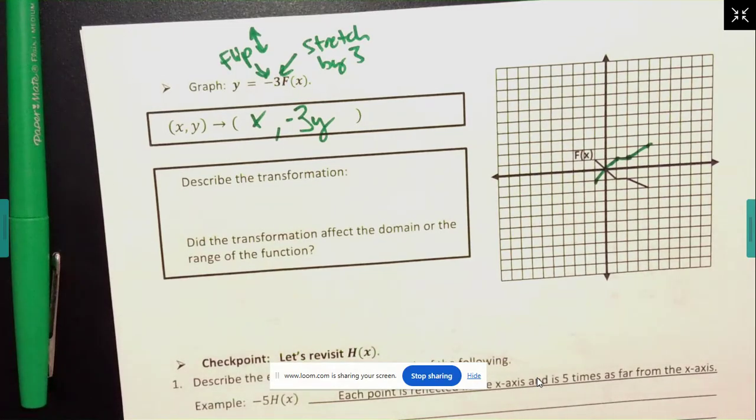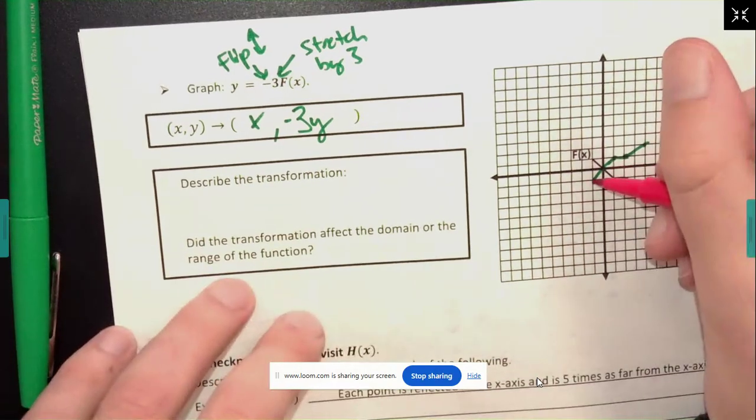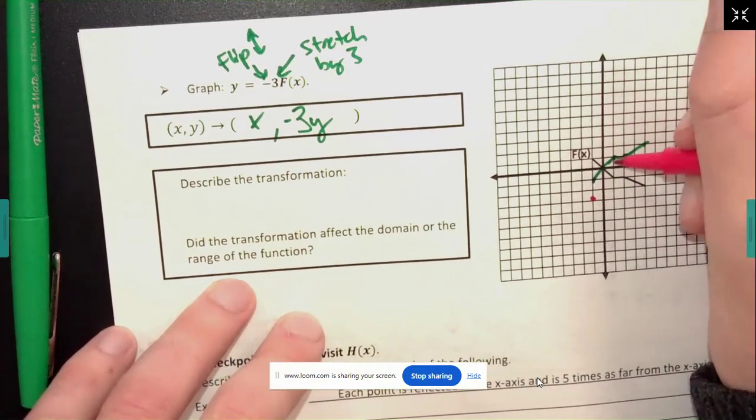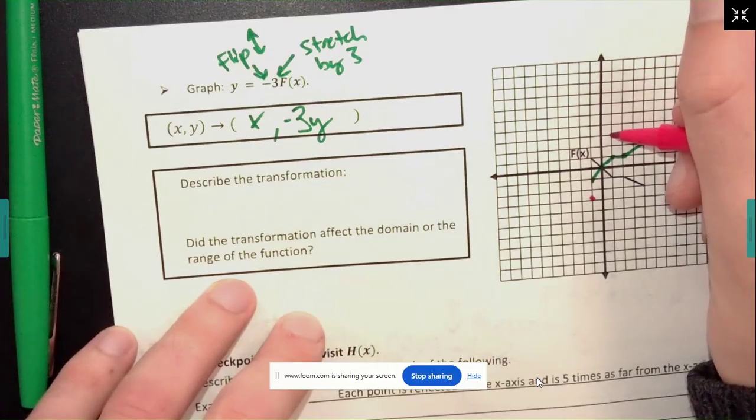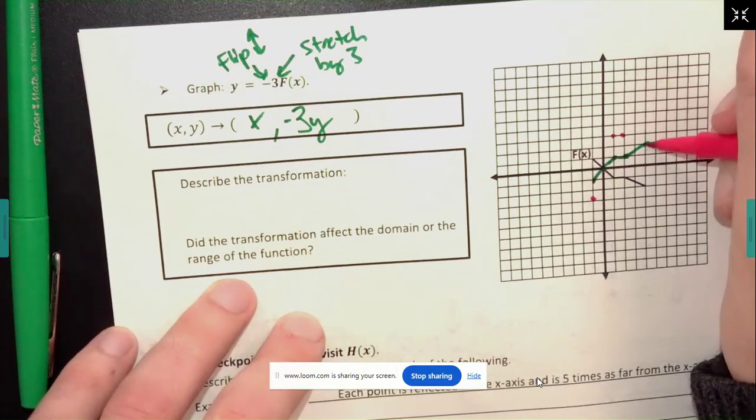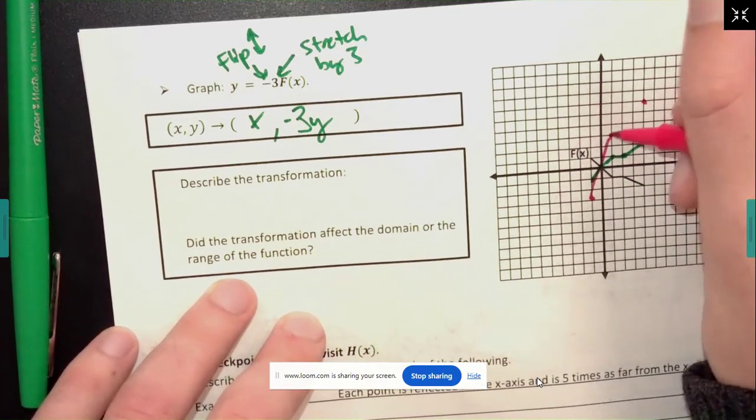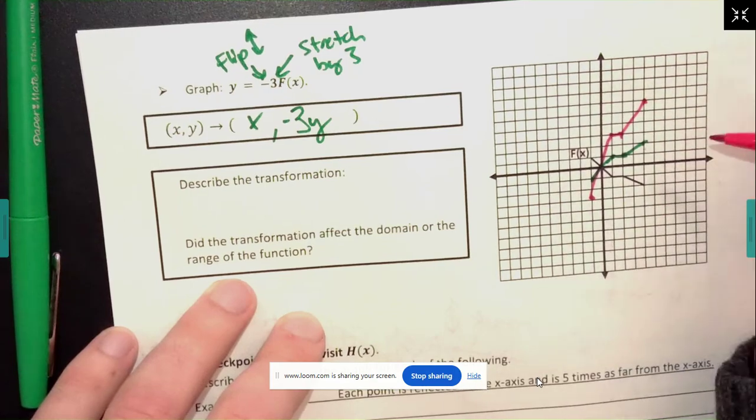So if this goes down 1, well, now it's going to go down 1, 2, 3. This goes up 1, it'll go 1, 2, 3. And this goes up 2. Well, 2 times 3 is 1, 2, 3, 4, 5, 6. And I have my new graph.